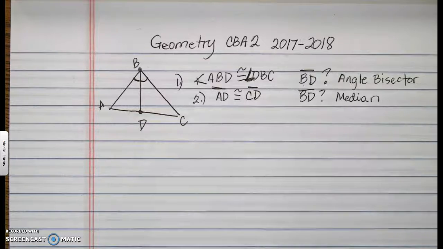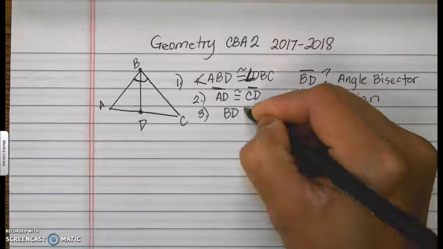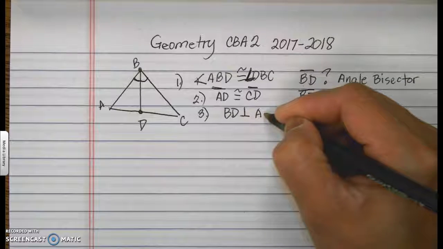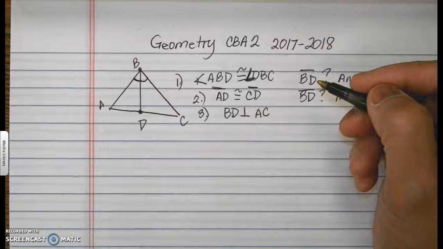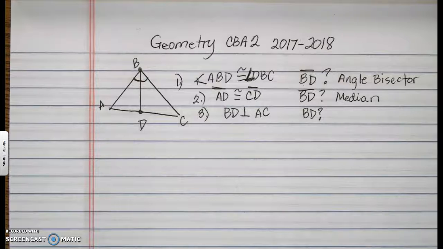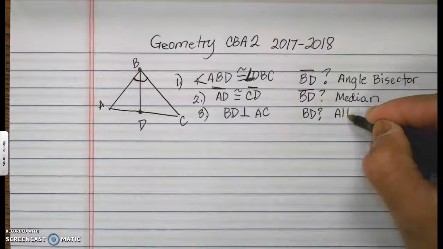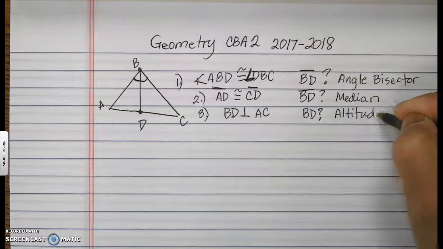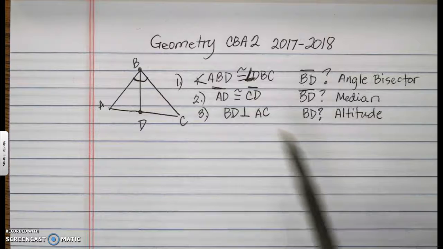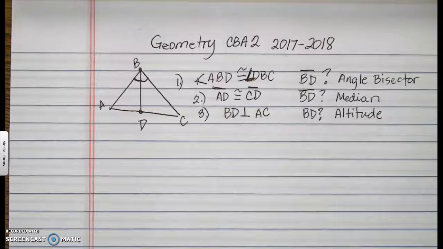So the third scenario is, what if I say that BD is perpendicular to AC? What will that become of BD? So very good. BD is now called the altitude if the scenario says that BD is perpendicular to AC and they form the right angle, and an altitude is that secondary part of a triangle that forms a right angle to the opposite side from the vertex.